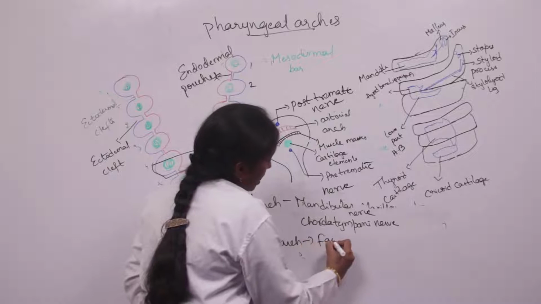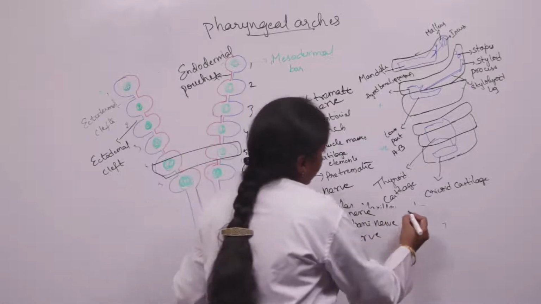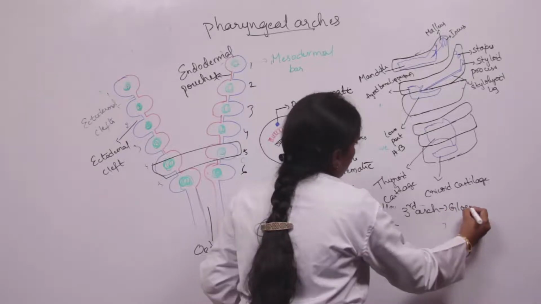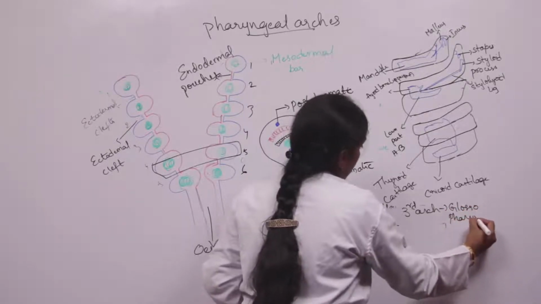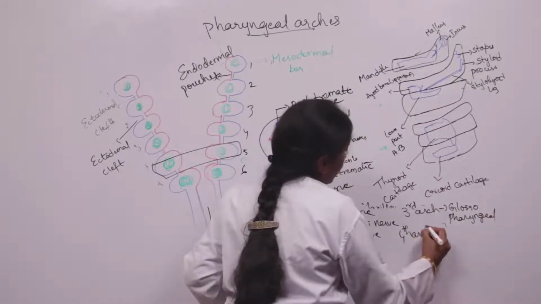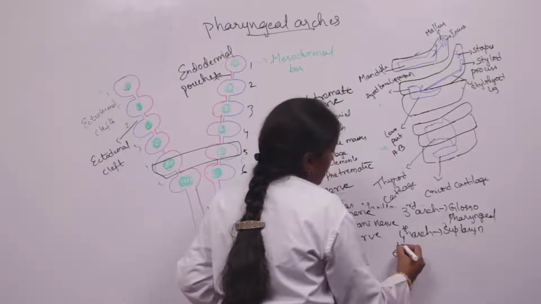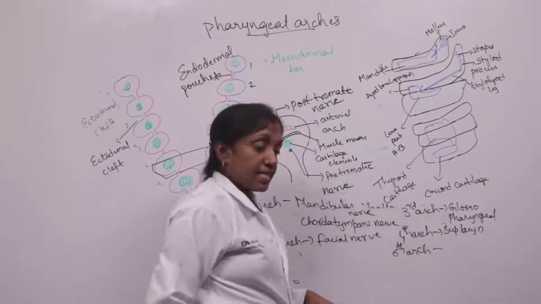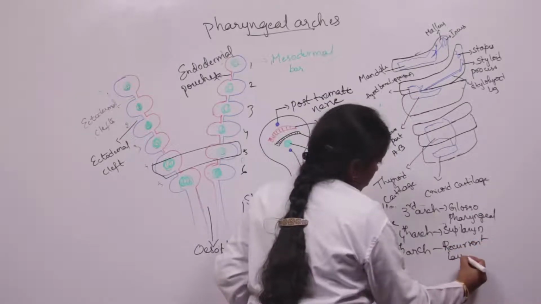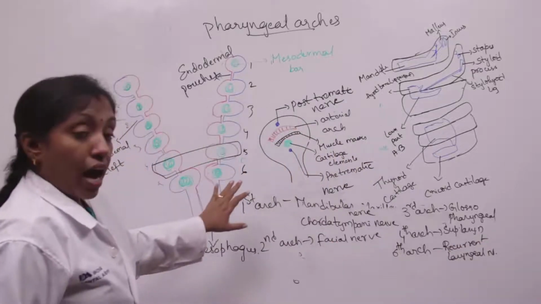The second arch nerve is the facial nerve. It supplies all the muscles of facial expression. And the third arch nerve is the glossopharyngeal nerve, which supplies the stylopharyngeus muscle. And the fourth arch nerve is the superior laryngeal nerve. And the sixth arch, we know that the fifth arch disappears, right? And the sixth arch nerve is the recurrent laryngeal nerve. So, these are the nerves of the arches.